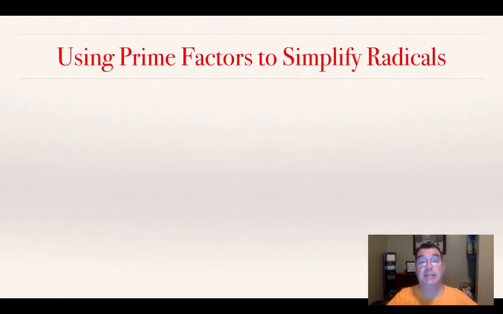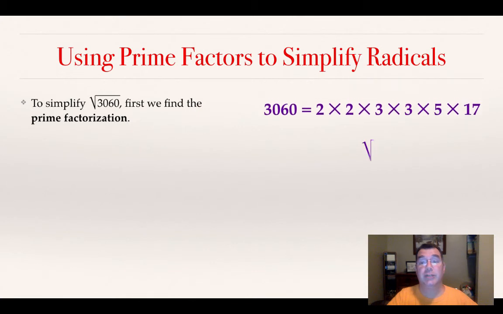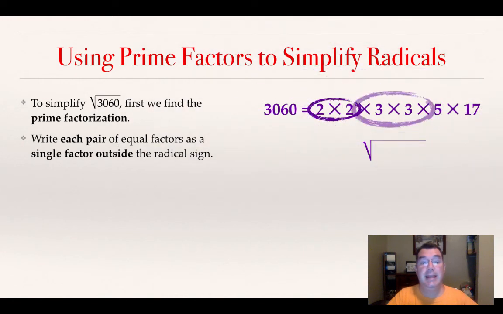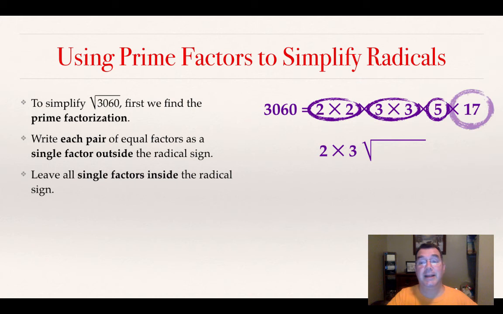I'm going to need that in order to simplify radicals, and here's why. If I wanted to simplify the square root of 3060, I need to know what the prime factorization is. And I found it twice, so it's 2 times 2 times 3 times 3 times 5 times 17. So here's how I'm going to simplify the square root of 3060. Any pair of equal factors is going to be written outside the radical sign. So the pair of 2's gets written outside as a single 2, and the pair of 3's gets written outside as a single 3. And then anything that is left as a single factor is going to get left inside the radical sign. So the 5 stays inside and the 17 stays inside.